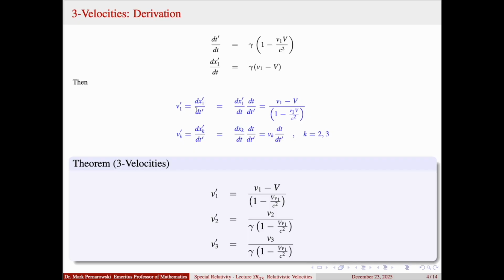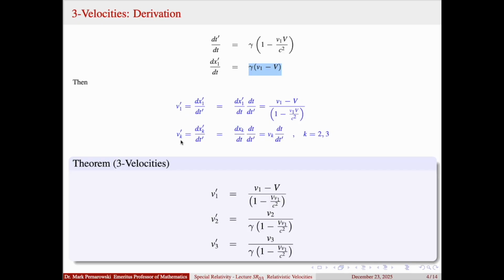I'm going to highlight this first expression in blue. So v1 prime is dx1 prime/dt prime, which by the chain rule is dx1 prime/dt times dt/dt prime. Both of these terms can be replaced by using the expressions above. In particular, dt/dt prime is 1 over that, and dx1 prime/dt is just this expression on the top. So basically, you divide these two things to get dx1 prime/dt prime, and you get this formula here.